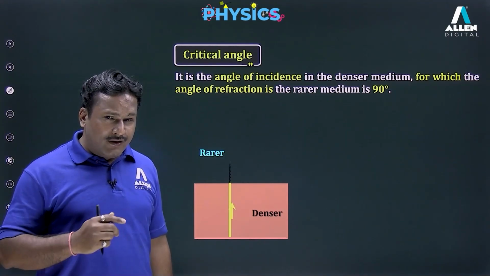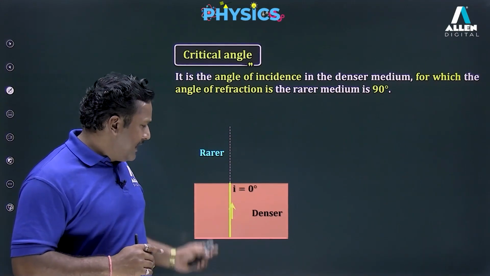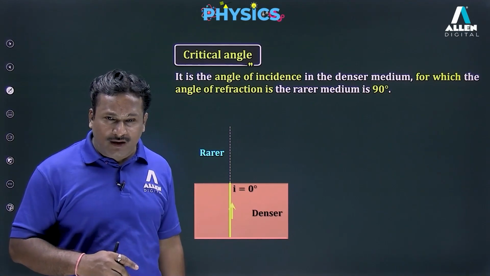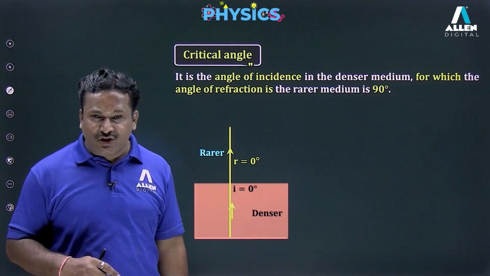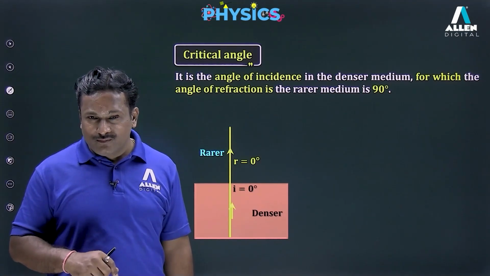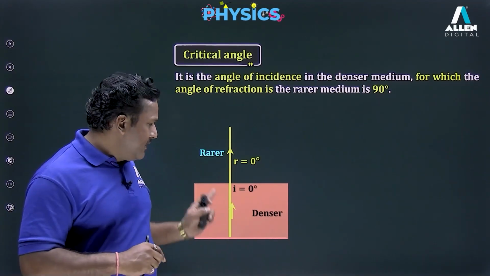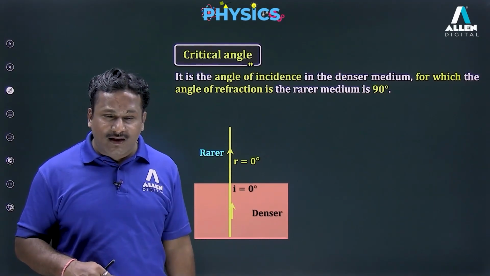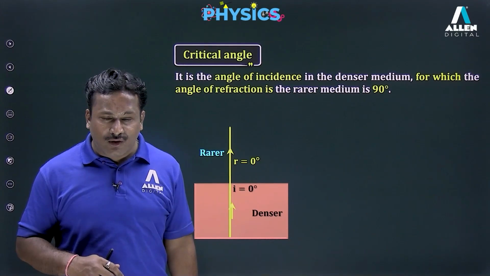First case, here you can see a normal incidence. If the angle of incidence equals 0 degree, what is the angle of refraction? It is also equal to 0. The first condition: if the angle of incidence goes to 0 degree, the angle of refraction is also equal to 0.